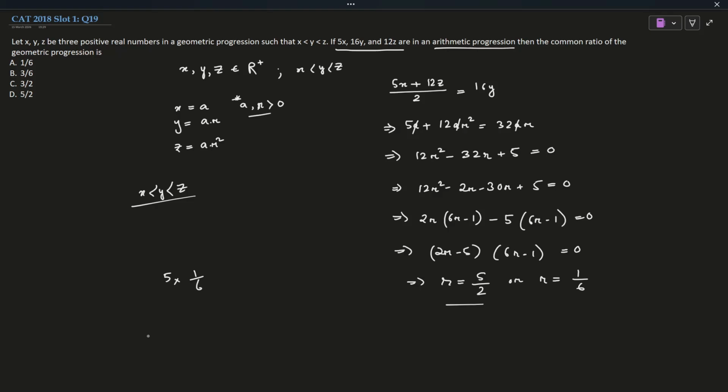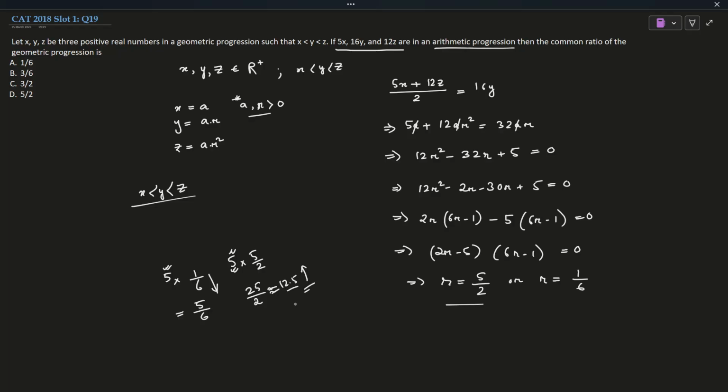So let's say I'm multiplying by 5, 1 by 6. Initially it was 5, now it has become 5 by 6. That means it has decreased. If I multiply 5 with 5 by 2, I will get 25 by 2, which is equal to 12.5. Initially it was 5, now it has become 12.5.